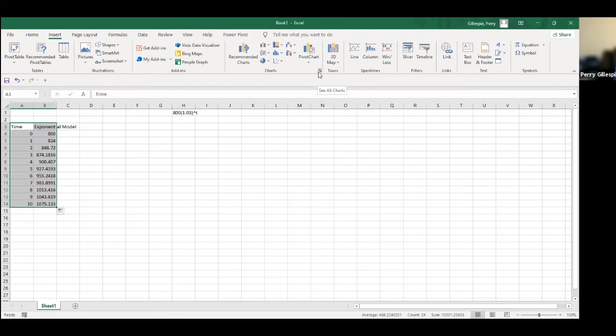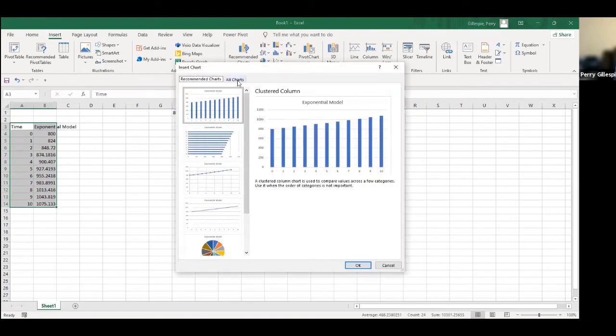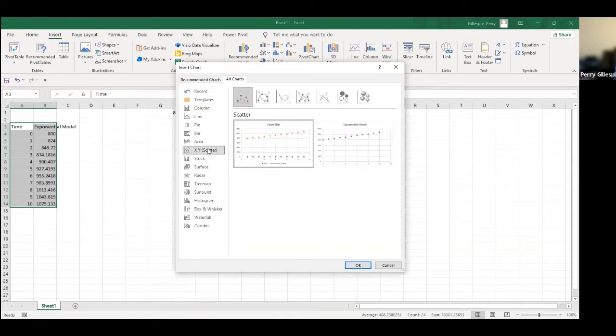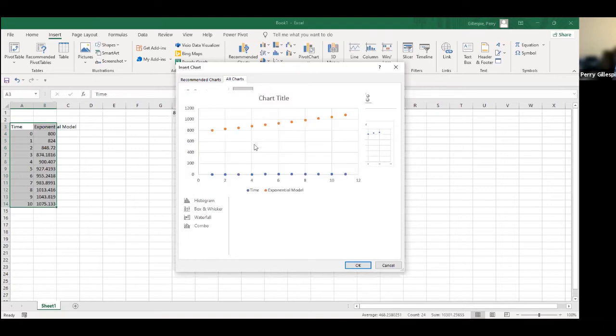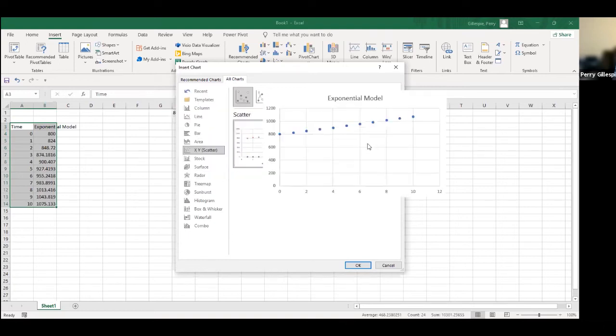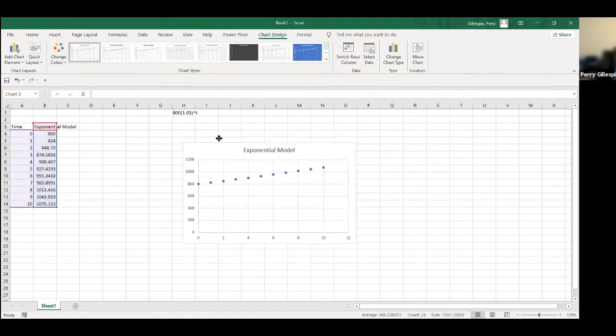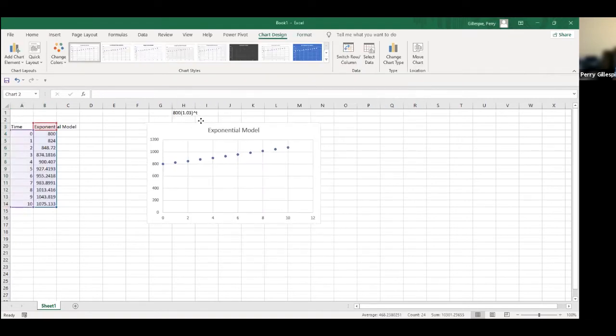If you click there, we're going to go to all charts, and we're looking for the scatter, the X, Y scatter. And we're going to click there. Once you click there, you want it to be plotted with just the actual X, Y values. So you will see this is not the chart that we want. We want this second model. So we're going to click the second model and hit OK. And here is the graph for letter C.